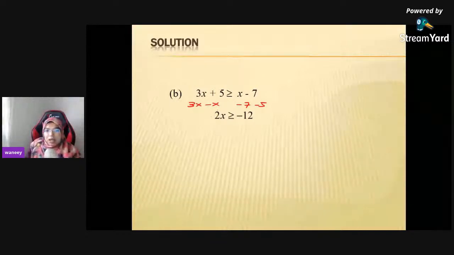And then we're going to let our x be the subject, so we're going to times with 1/2 on the left hand side and right hand side. So times with 1/2, we're going to get x greater than or equal to -6.